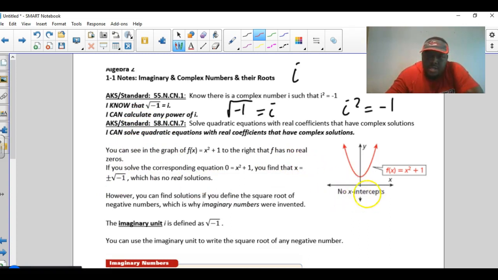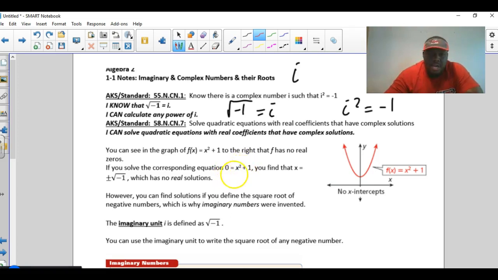There are no x-intercepts. You guys have graphed in Algebra 1, in some other math classes as well, and you've read graphs in science or whatever. But there's no x-intercept, meaning that here's the x-axis, and this graph does not touch it. But mathematically, when you solve it, you end up with an imaginary number. You can solve for an x, but the number's not real.